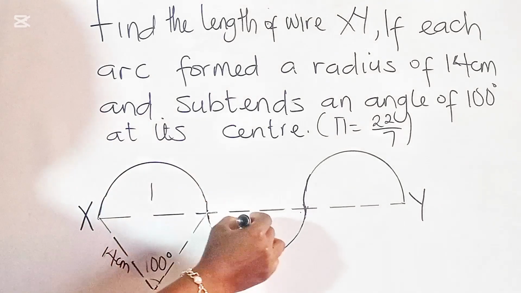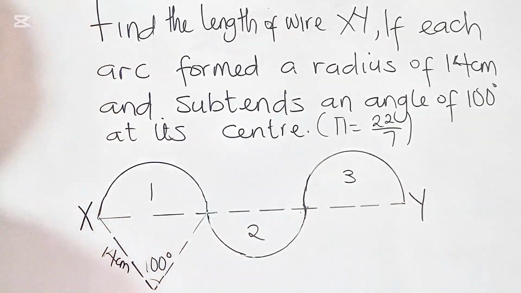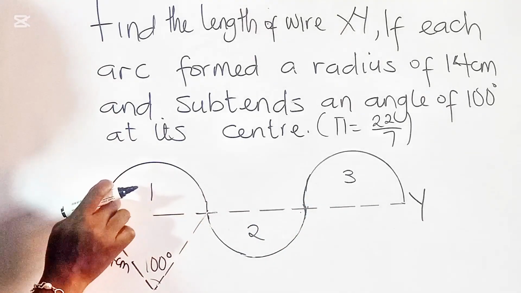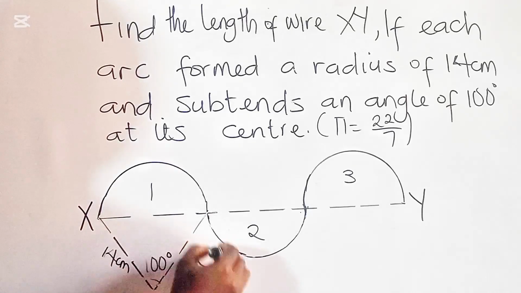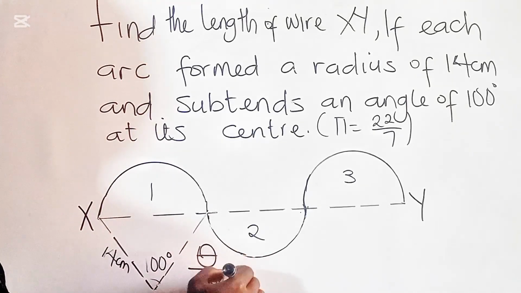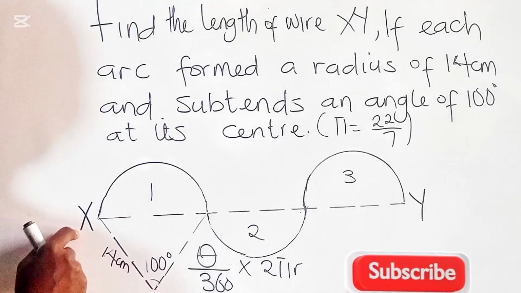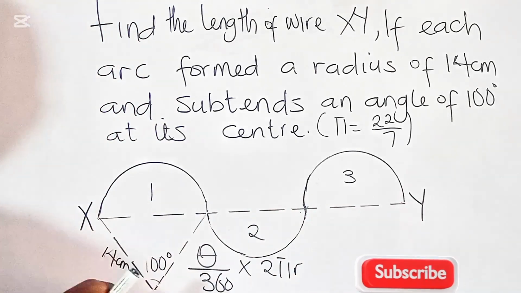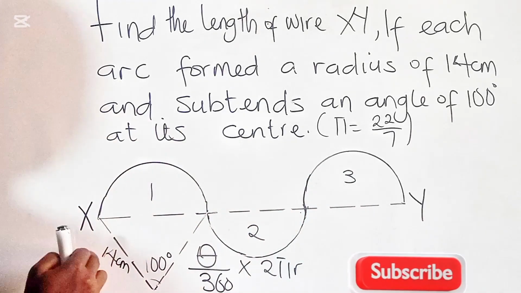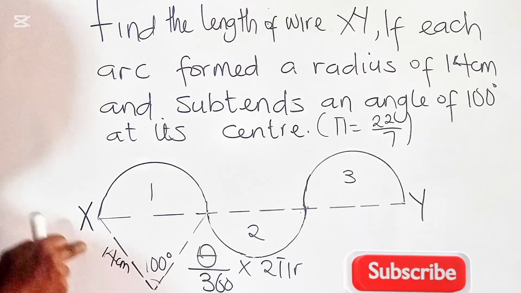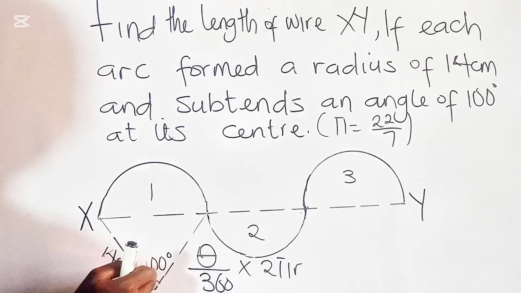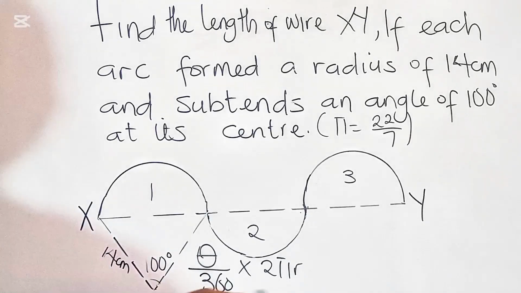So we have the first arc, the second arc, and the third arc. To calculate the length of this wire, we'll be applying this formula for calculating the length of an arc, which is theta all over 360 degrees times 2 pi r. To find the length of XY, we'll be calculating the length of each of these arcs. And remember, we are going to be using the same radius because each of the arcs has the same radius and they form an angle of 100 degrees. So let's apply this formula in finding the length of each arc.